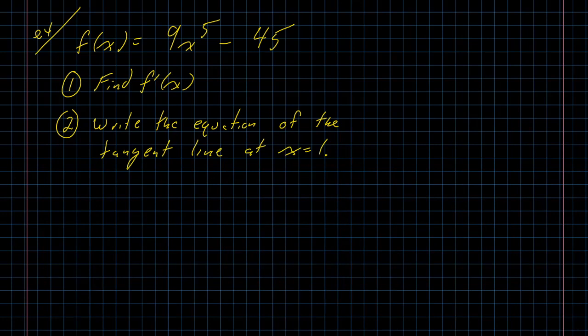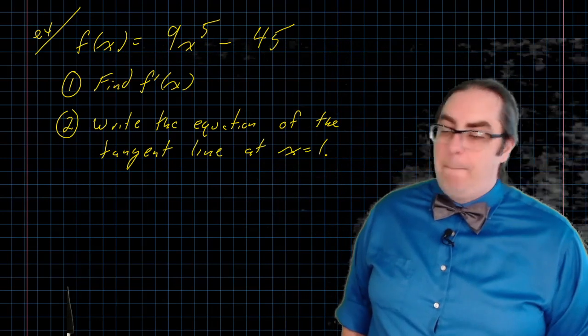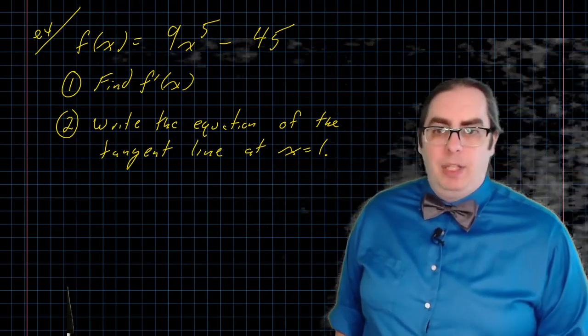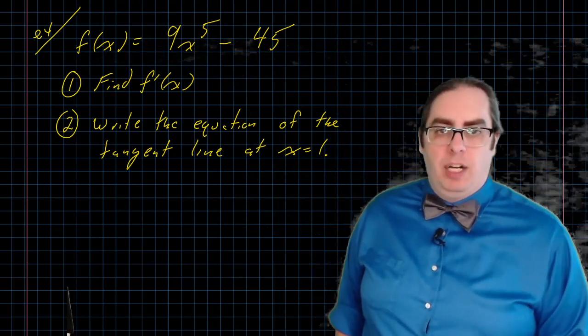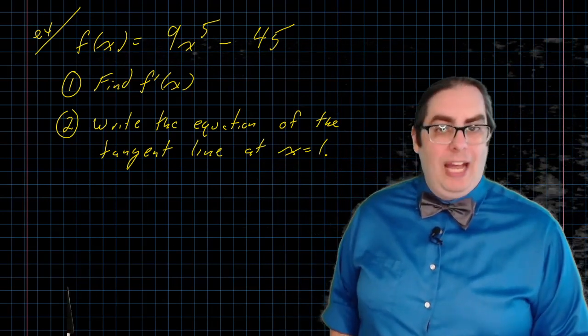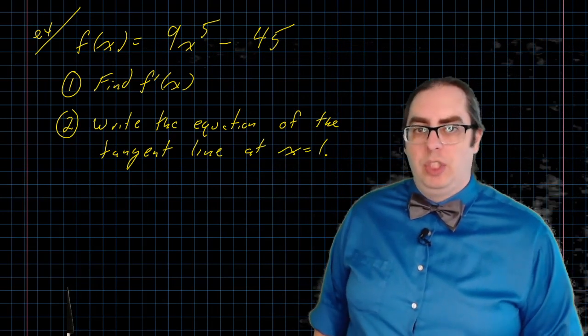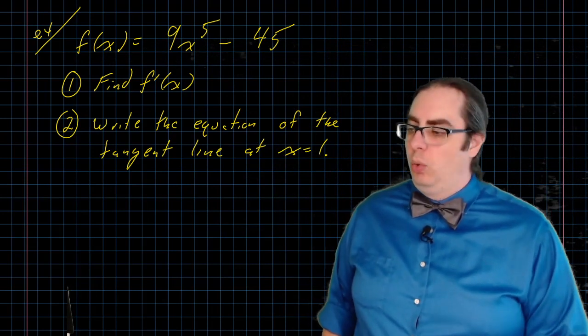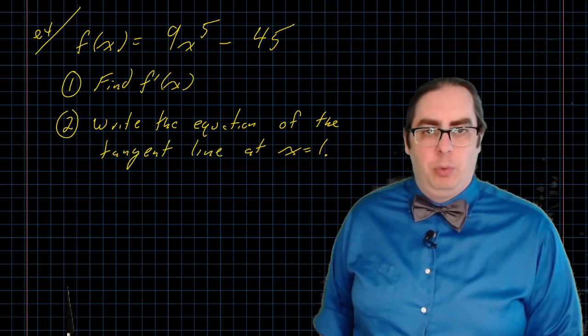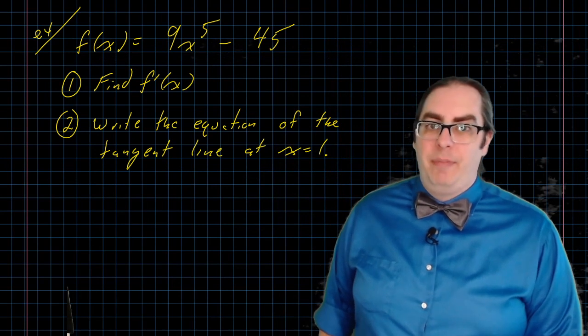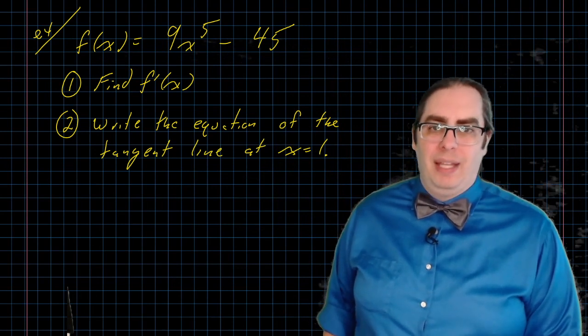So I have two problems for you to look at, which are closely related to each other. For the function f of x equals 9x to the fifth minus 45, I would like you first to write out the derivative function, f prime of x. Then when you have that, I would like you to write the equation of the line tangent to the graph y equals f of x at the point when x is equal to 1. Take a couple of minutes, see what you can do with that, and I'll see you in the next video.